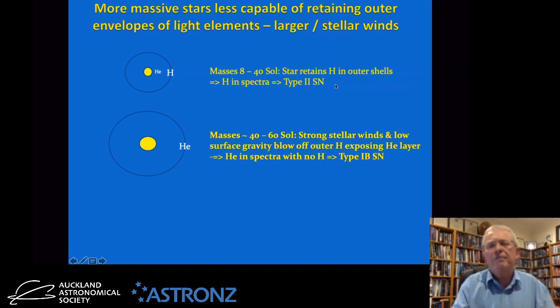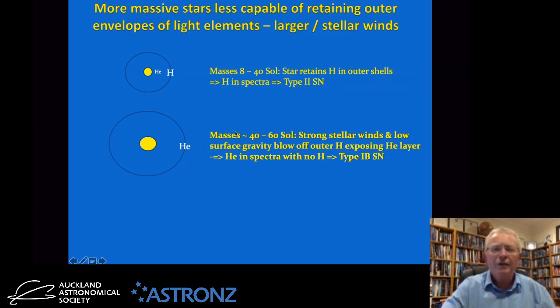You get a star, let's say from about 40 up to 60, and I put approximately here because there's no real set levels, but I'm just probably using this as an illustration. You're starting to get quite strong stellar winds. The surface gravity is getting less and less because the star is getting fatter and fatter and it's getting further away from the center where the gravity is strongest. So it's starting to blow off its outer layers of hydrogen, which then exposes its layer of helium underneath it. So if this star goes supernova and you're watching it, your spectrum is going to show no hydrogen because the hydrogen's long been blown off before the star collapsed, but you're starting to see its next layer of helium. So you're seeing helium in the spectrum.